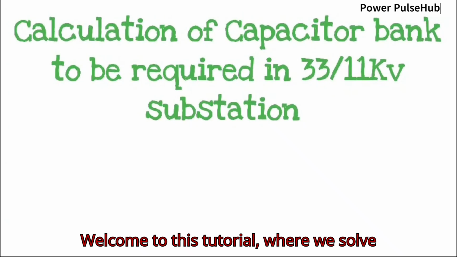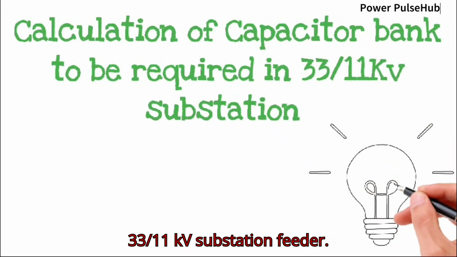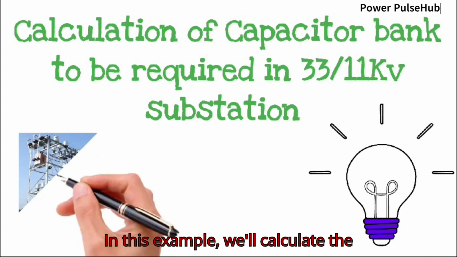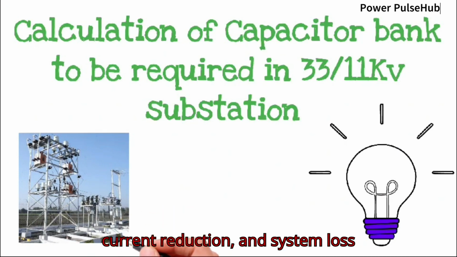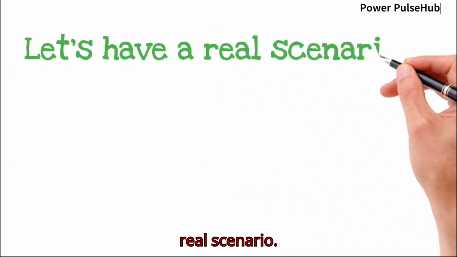Welcome to this tutorial, where we solve a practical case study for an overloaded 33/11 kV substation feeder. In this example, we'll calculate the reactive power, capacitor bank size, current reduction, and system loss reduction. Let's dive right in based on a real scenario.